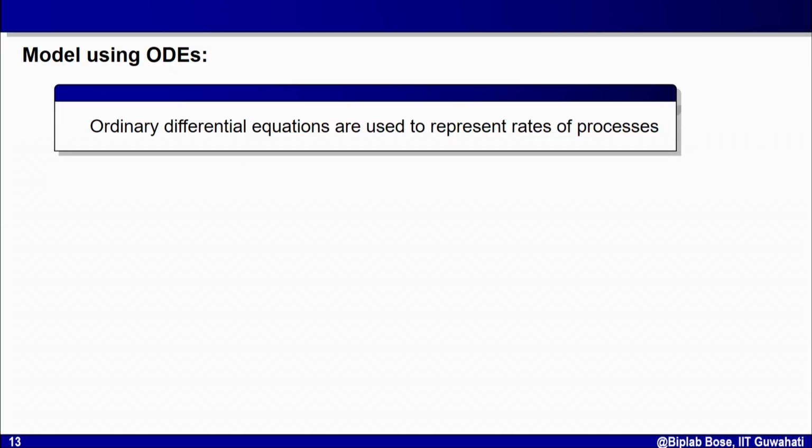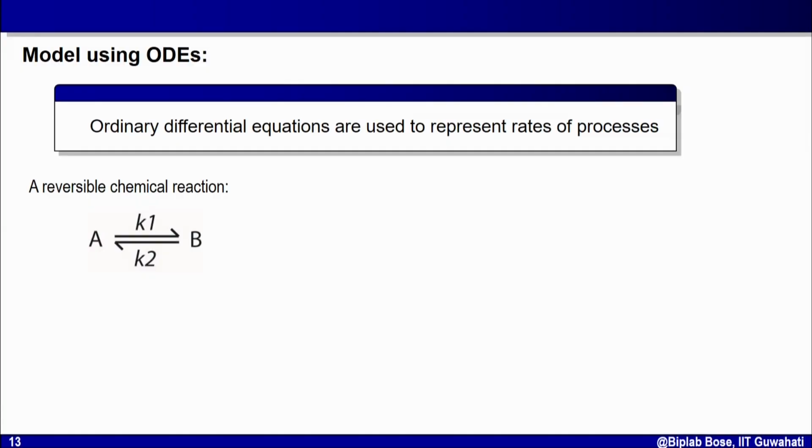Now let us look into the utility of ODEs in our dynamical model. We have to remember that ordinary differential equations will be used to represent rate of processes. That is the utility of ODE in our mathematical process. So take an example. Suppose I have a chemical reaction.